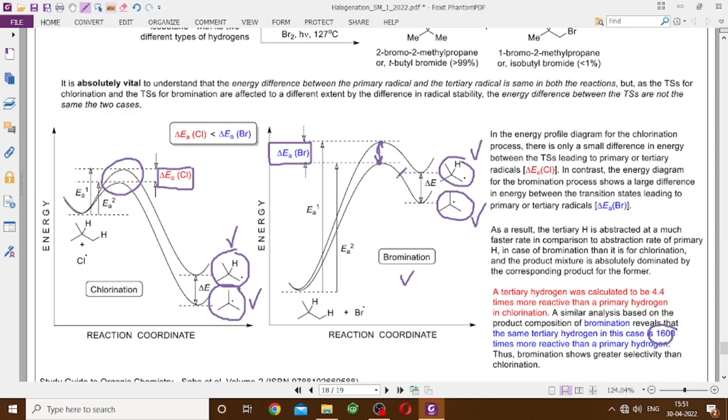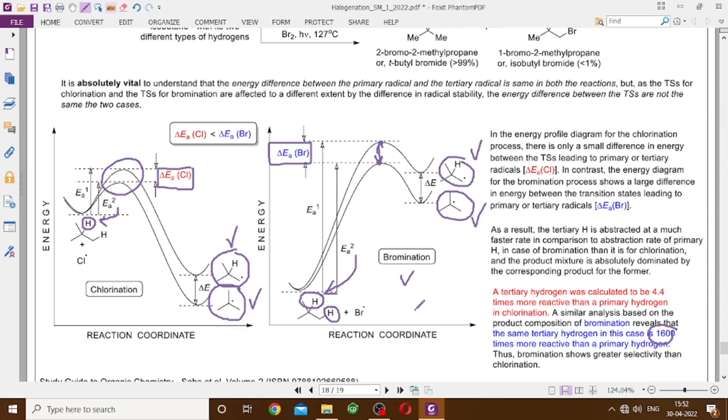So bromine, when it approaches this molecule, it selectively picks up this hydrogen, because for bromination, abstraction of this hydrogen is 1600 times faster. But for chlorine, when it approaches, out of 100 times it picks up this hydrogen like 66%, and this hydrogen... let's forget this analogy. So when chlorine approaches, this hydrogen is getting picked up only 4.4 times faster compared to that hydrogen. Whereas when bromine is approaching, this hydrogen is getting picked up 1600 times faster compared to that hydrogen.